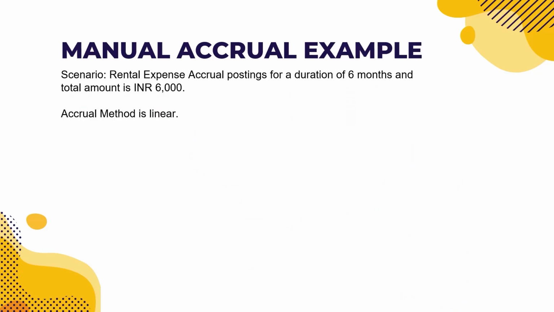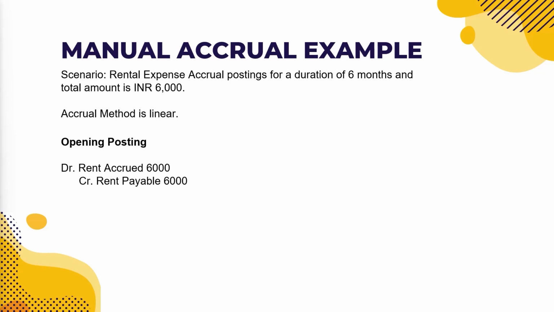Now let us take an example of manual accruals and let us also see how the postings happen in manual accruals. Let us take a scenario of rental expense, where you want to post accruals for the rental expenses that you are supposed to pay. The total rent duration is 6 months and the total rent amount is 6,000 rupees. And in this case, let us assume that the accrual method that we are using is linear distribution.